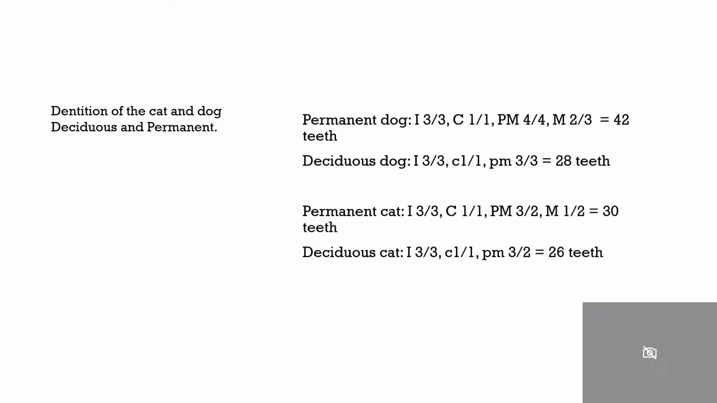So the following formula are relevant to the dentition of the cat and dog. I've provided them for both the permanent and deciduous, and this gives you the total number of teeth altogether that we should expect to find.